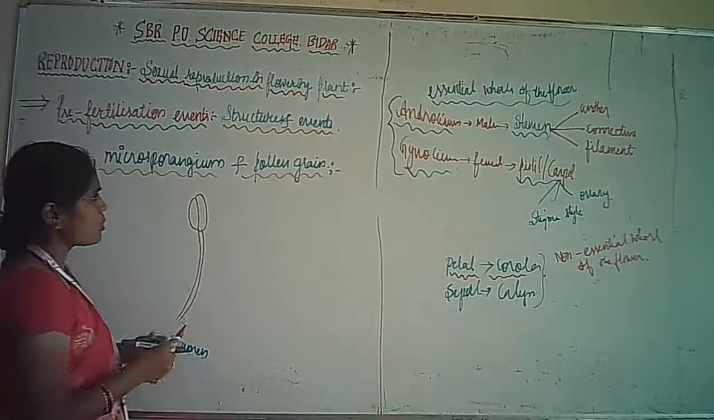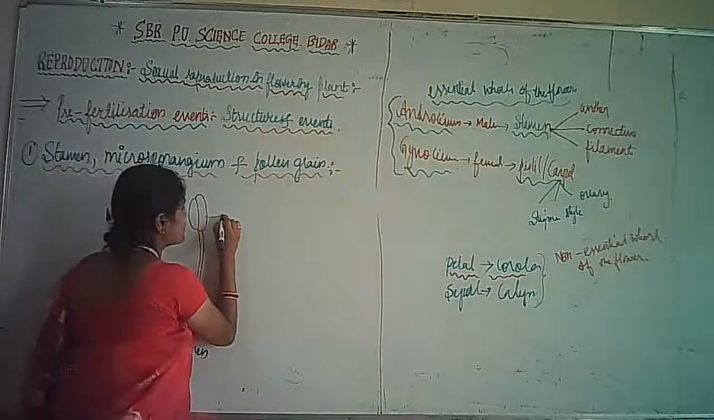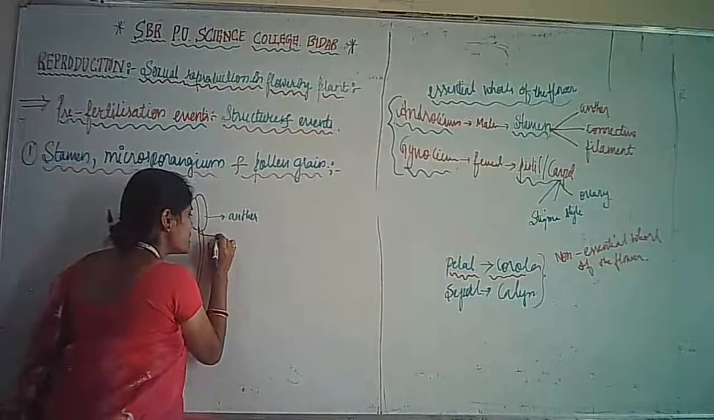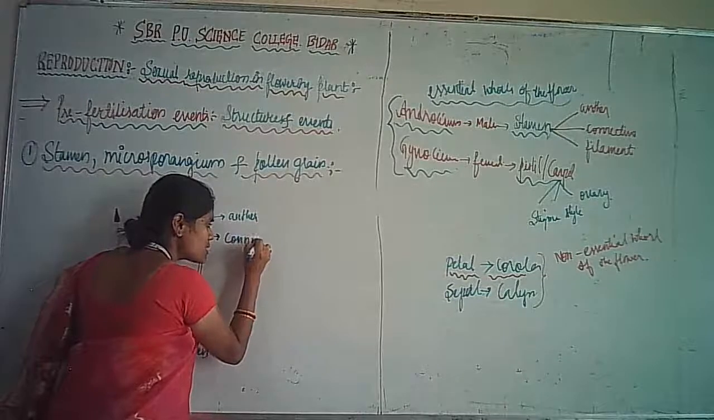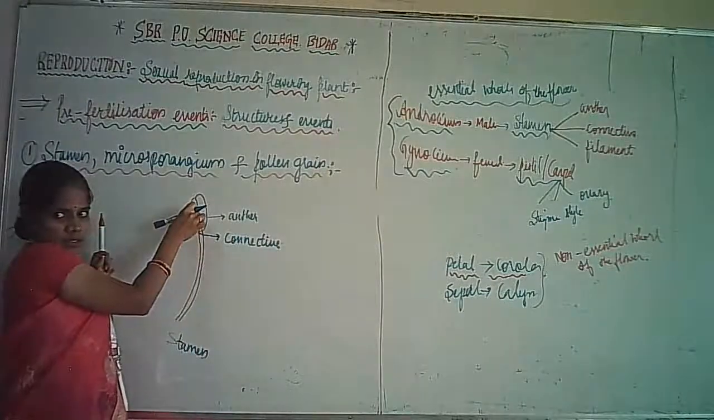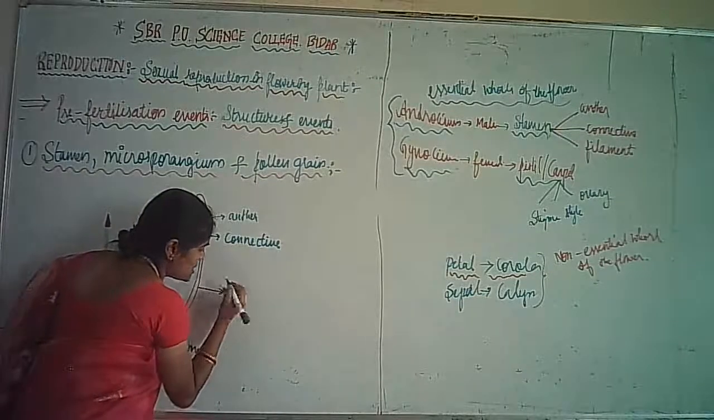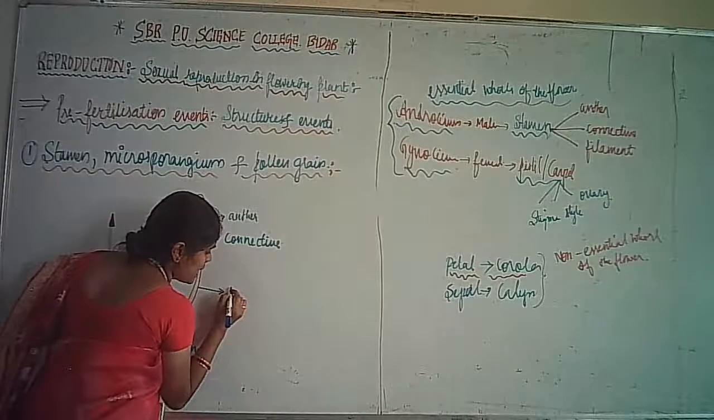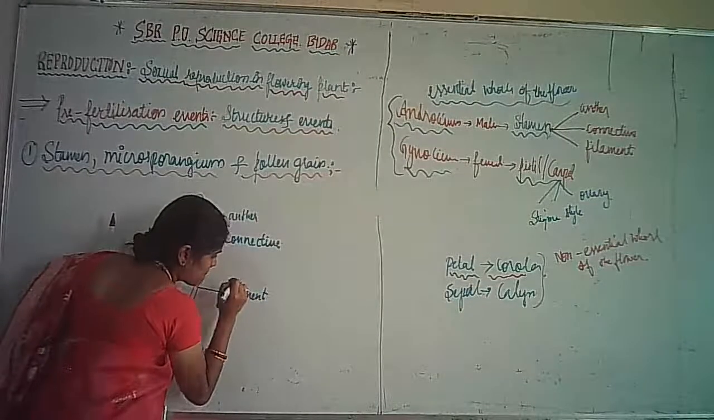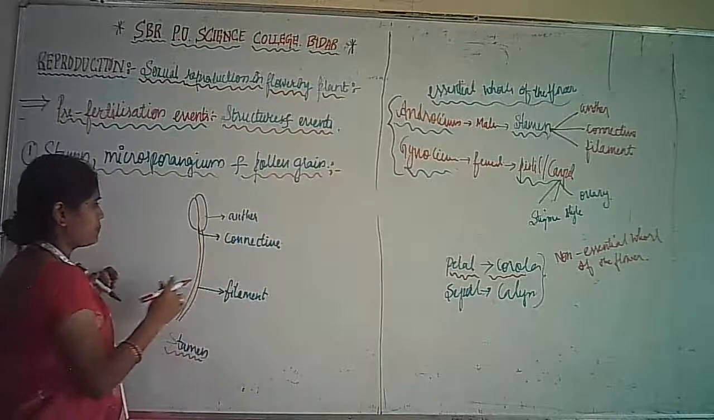Stamen is the biggest part of the flower. So in the stamen, what parts are present? This is the anther. And this is a specialized tissue which is joining the two lobes of the anther together. And this is a stalk-like structure which I can say is the filament. So all together it forms the stamen.